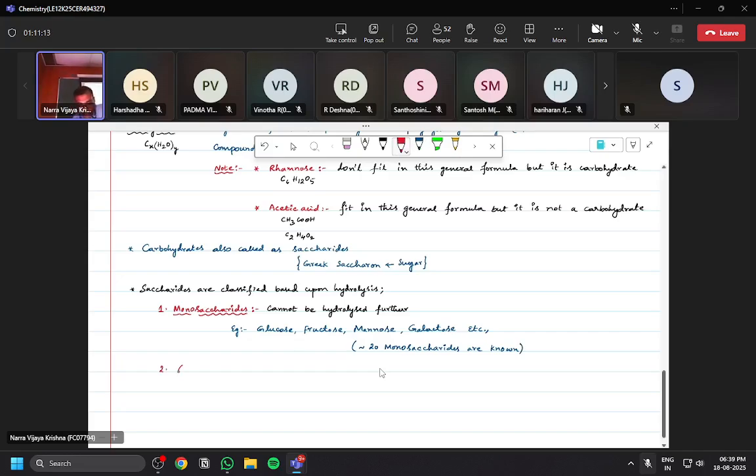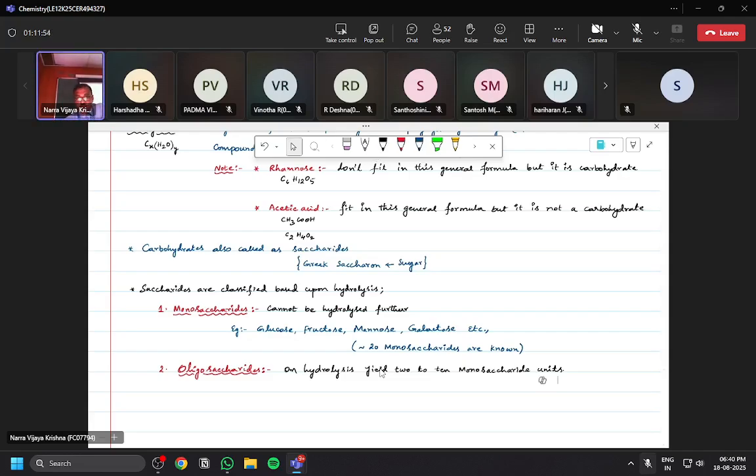Now, oligosaccharides. On hydrolysis, they will yield 2 to 10 monosaccharide units. We call them oligosaccharides.